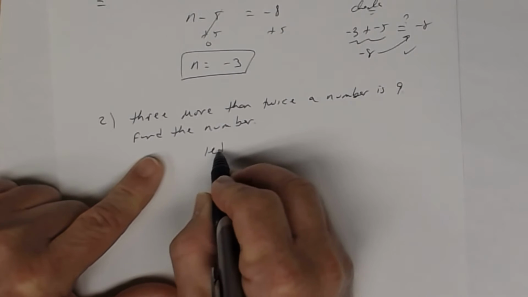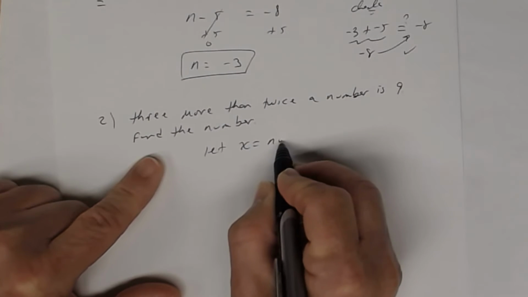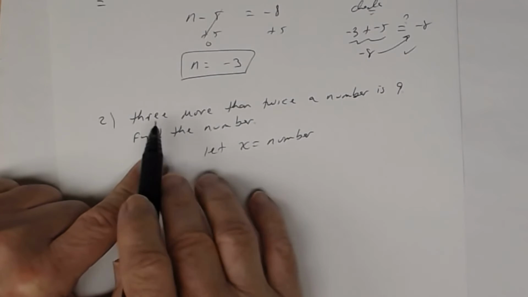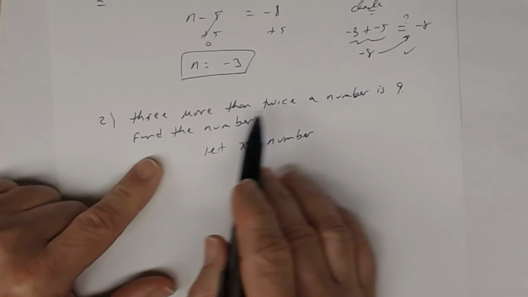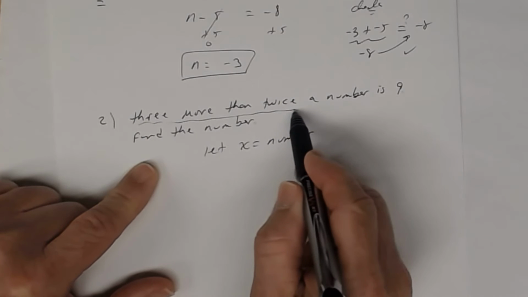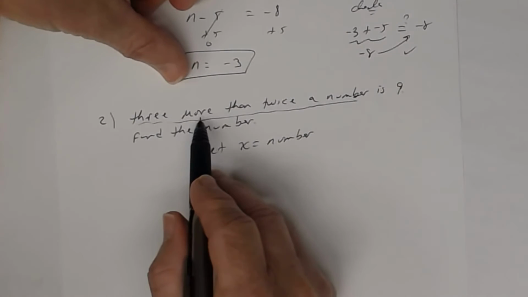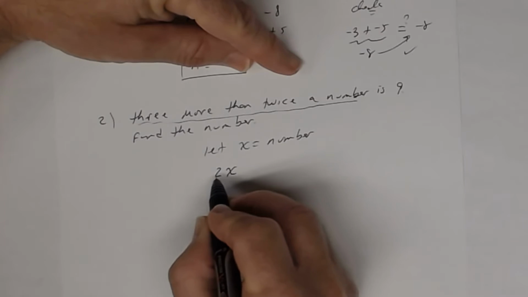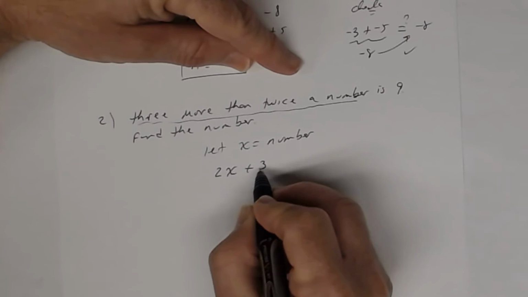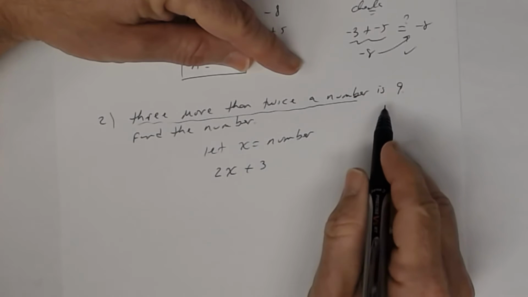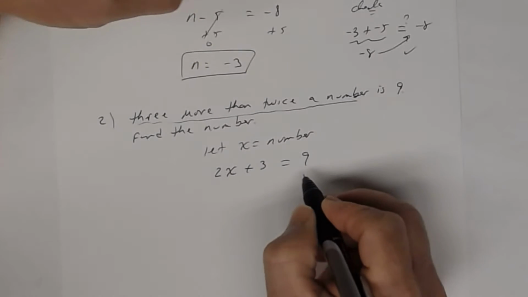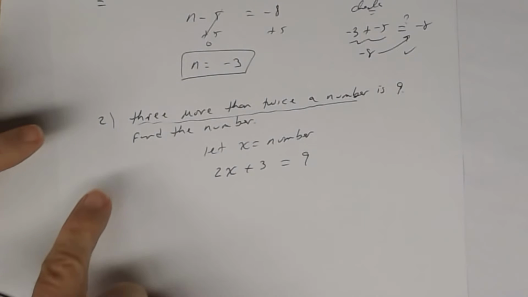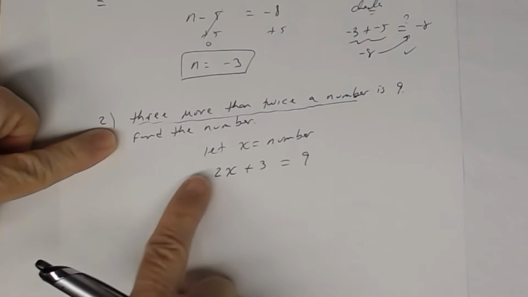So let's go ahead and let x equal the number. So let x be the number. So what that first part here means is this: 3 more than twice the number. So you have twice the number, so 2 times x, and you're adding 3 to it. And then is means equal 9. So there's your equation.